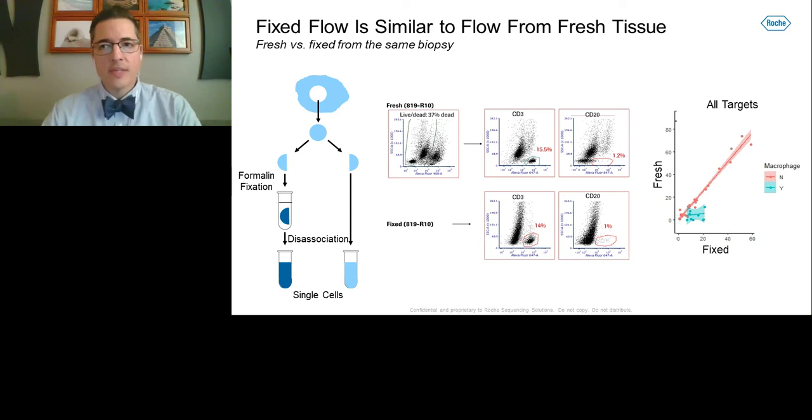It also definitely helps with the workflow. You can fix these cells and wait weeks, as we do, until we dissociate them. Further, you can dissociate these fixed cells and then wait a few days before you do experiments. So we're very interested in how this workflow can change flow cytometry and the analysis of cells from solid tumors. But suffice it to say that these data are very similar to fresh, very reproducible, and allow us to do some really interesting analysis of these tumors, as I'll show you in the next slides.